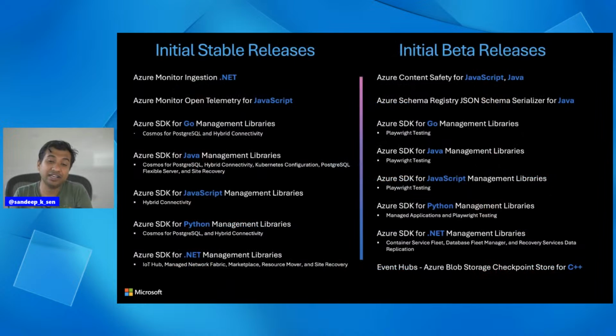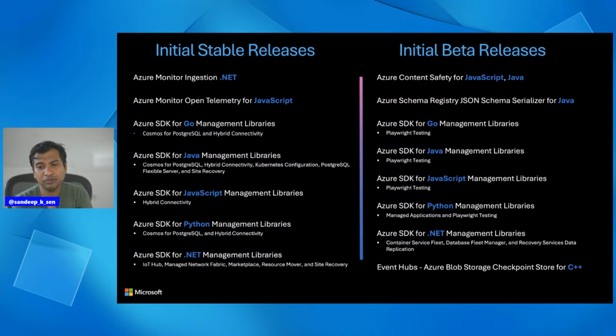Let's go into our releases this month. What's new? As you see, in initial stable releases, we have a lot of management libraries, and mostly they are for Cosmos DB for PostgreSQL, so you can create PostgreSQL databases on Cosmos DB, and hybrid connectivity as well. We do have two monitor ingestion libraries for .NET, and we have a monitor OTel for JavaScript as well.